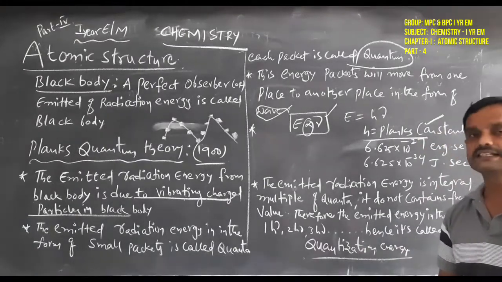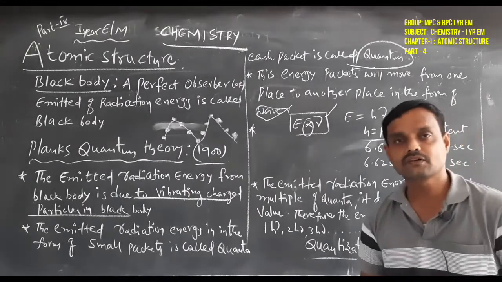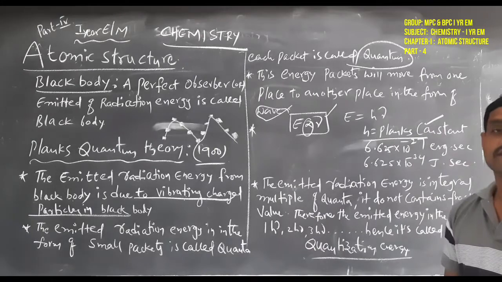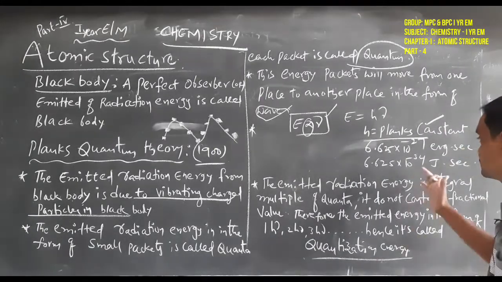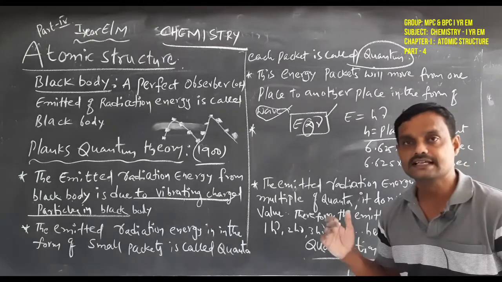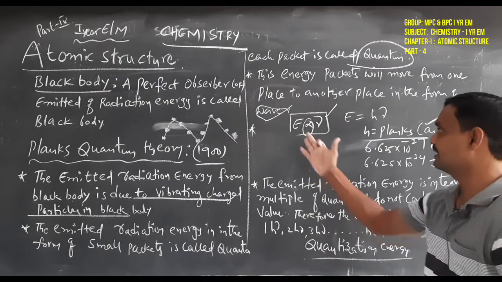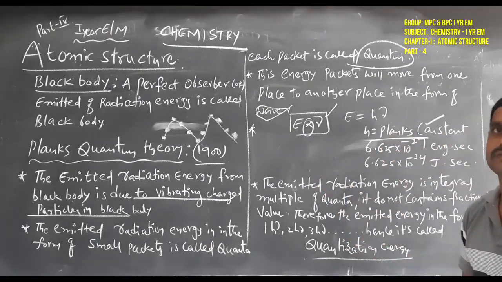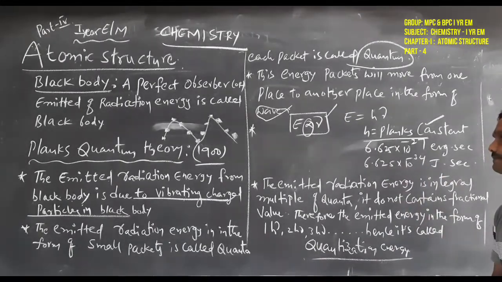In ergs, what is its value? 6.625 into 10 power minus 27 erg second. Whereas in joules, 6.625 into 10 power minus 34 joule second. So this is Planck's constant value, and the energy of the packet is directly proportional to its frequency. So this is another postulate.